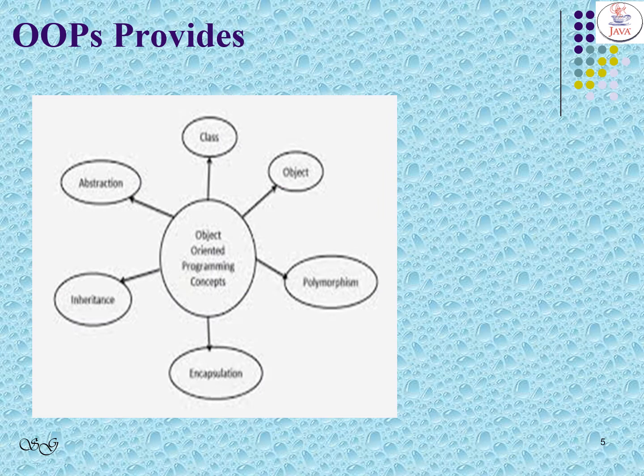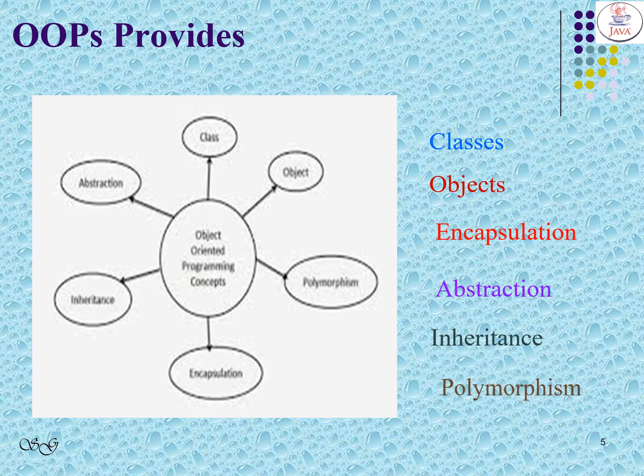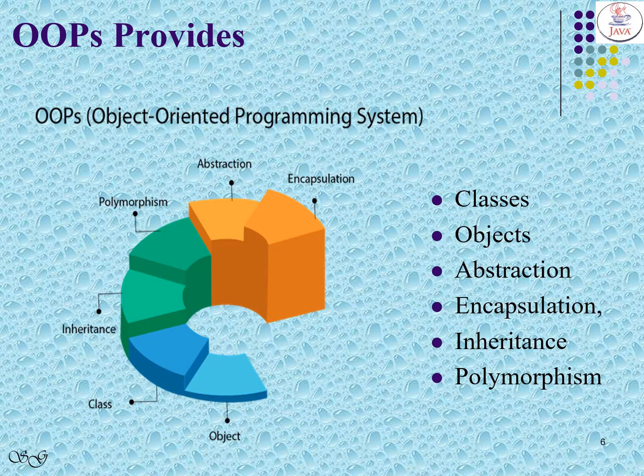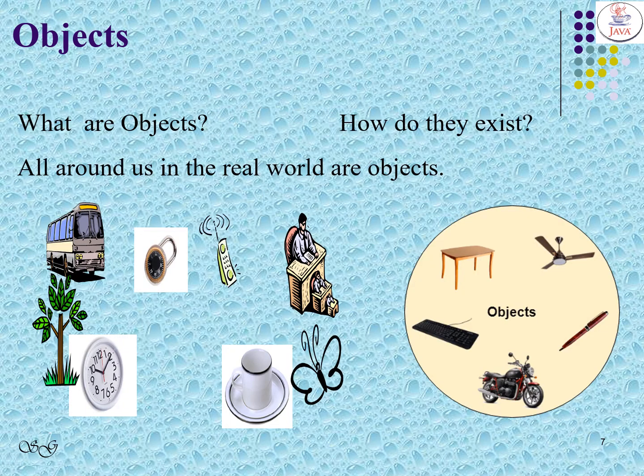OOPS, that is object-oriented programming, provides a lot of concepts. To mention a few: class, object, encapsulation, abstraction, inheritance, and polymorphism. Now, let us get into details of the concepts mentioned before.